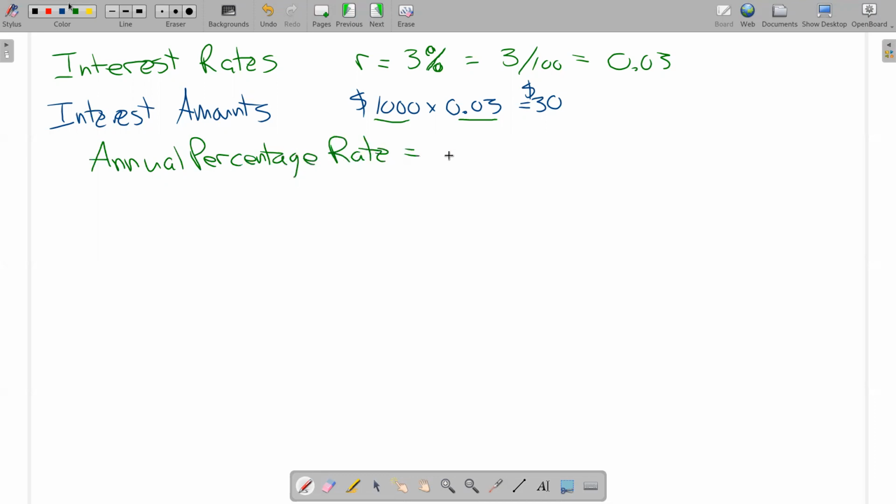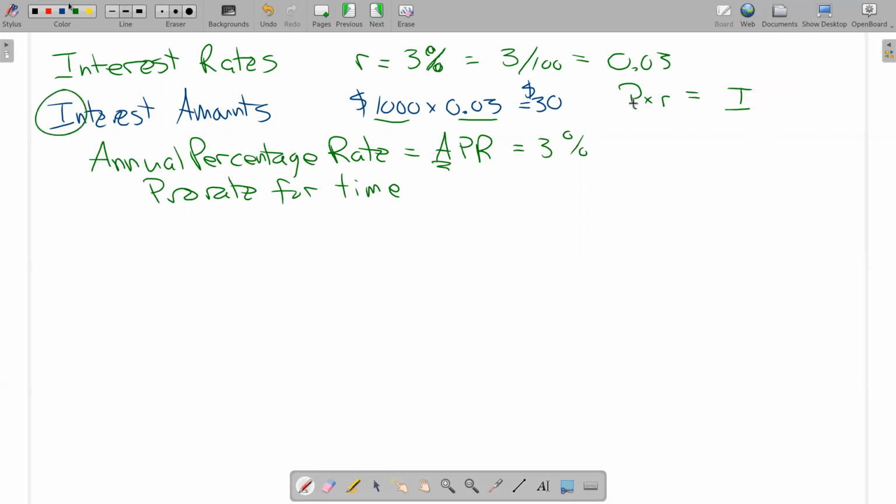Annual percentage rate is often abbreviated APR. And let's use the 3% again as an annual percentage rate. If I make that the catch, that it's annual, then I have to prorate for time. So the above calculation where I took that principal P times the rate R and calculated the interest, often we put I for interest amount. That's assuming it was 1 year.